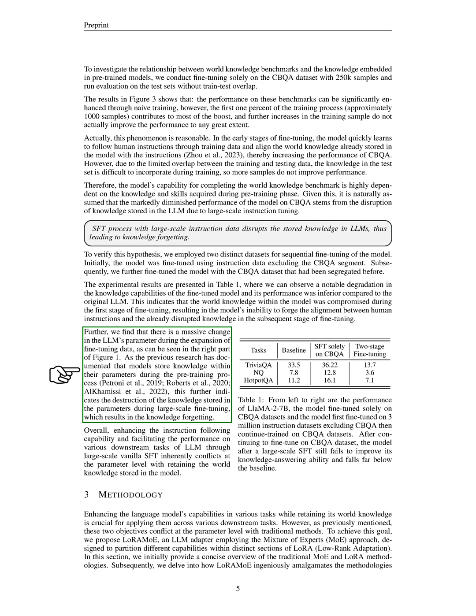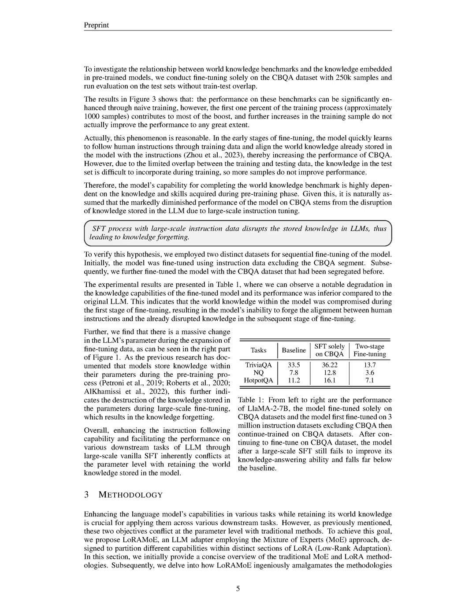Furthermore, we found that there is a significant change in the LLM's parameters during the expansion of fine-tuning data. Previous research has shown that models store knowledge within their parameters during the pre-training process. This further indicates the destruction of the knowledge stored in the parameters during large-scale fine-tuning, which results in knowledge forgetting. In conclusion, improving the instruction-following capability and enhancing the performance on various downstream tasks of LLMs through large-scale vanilla fine-tuning inherently conflicts at the parameter level with retaining the world knowledge stored in the model.